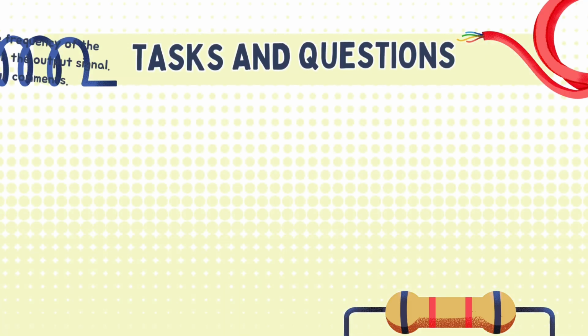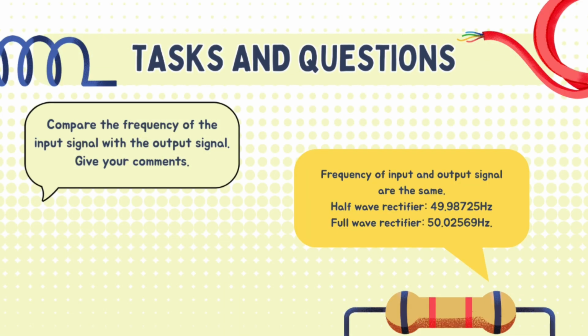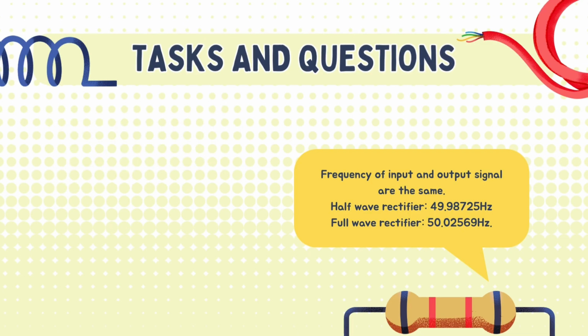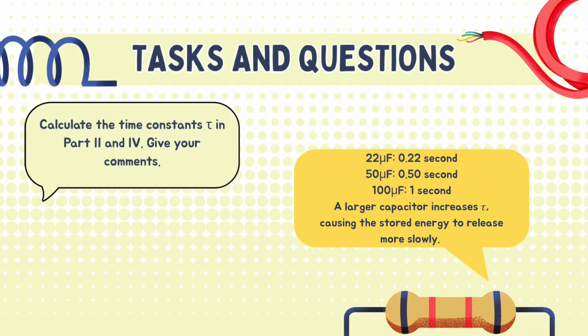Firstly, as we can see from the results shown earlier, the frequency of output and input for both half-wave rectifiers and full-wave rectifiers are the same. The half-wave rectifier has a frequency of 49.98725 Hz, and the full-wave rectifier has a frequency of 50.02569 Hz. After doing some calculations, the time constants in part 2 and 4 are 0.22 second for 22 microfarad, 0.5 second for 50 microfarad, and 1 second for 100 microfarad. A larger capacitor increases the time constant, causing the stored energy to release more slowly.